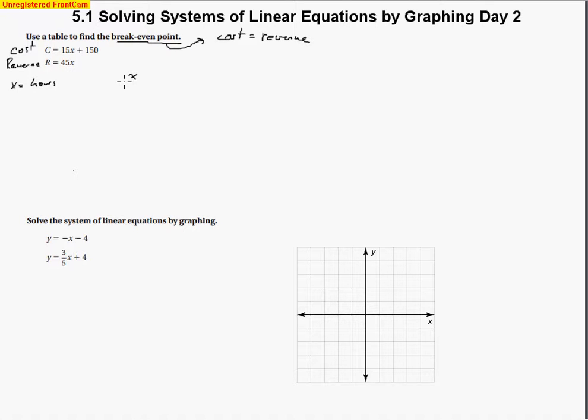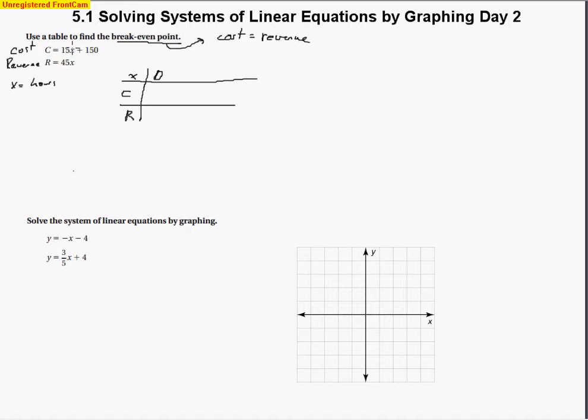So we're going to make some X values, our number of hours, and then we're going to have the cost equation. The cost equation is right here, and then we're going to have the revenue equation, and we're going to come up with some values. So let's start off with 1. Actually, let's start off with 0. We'll start off with 0.